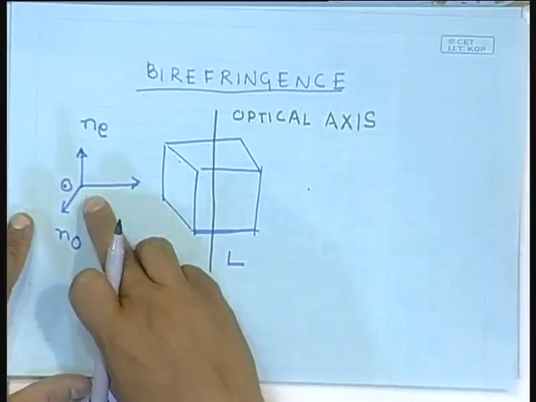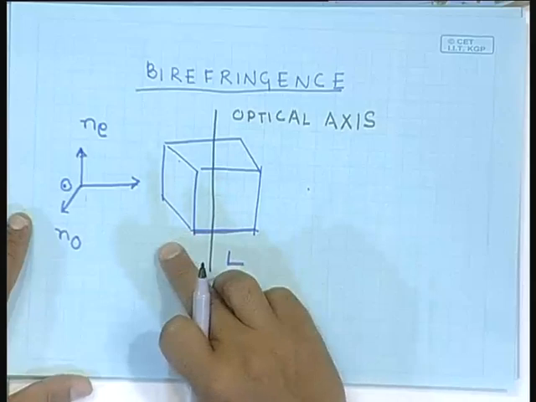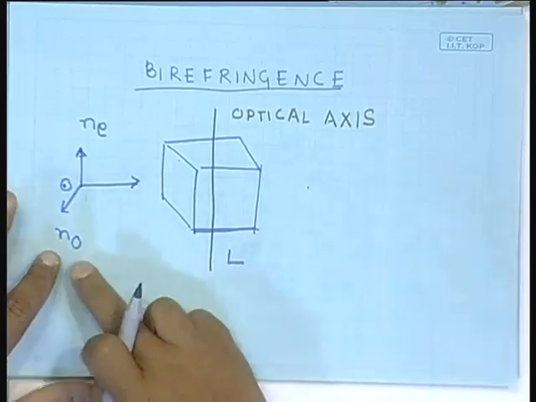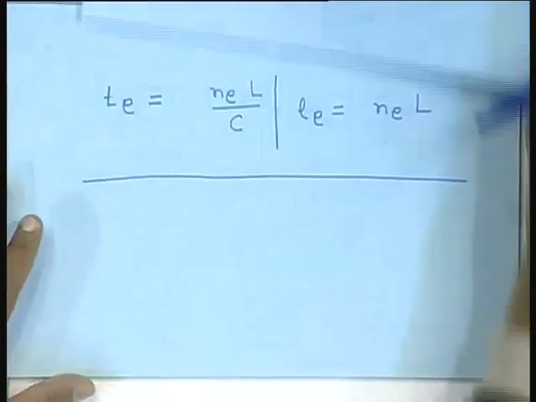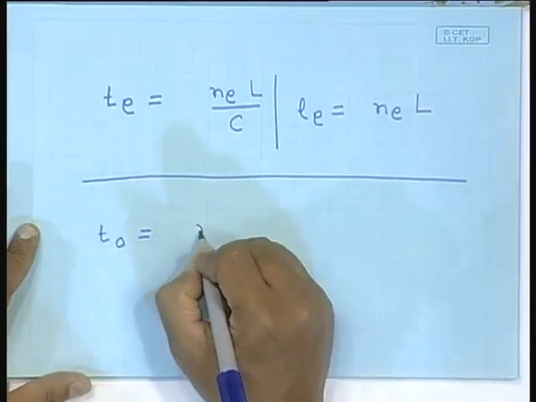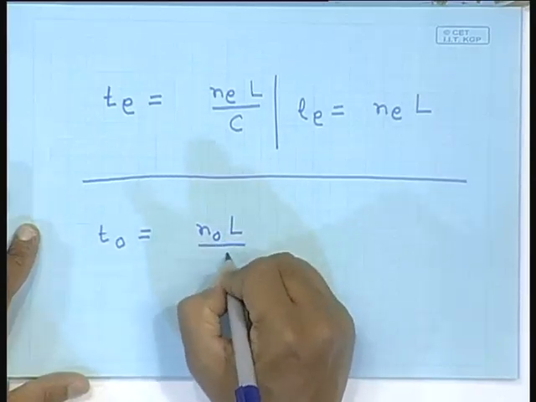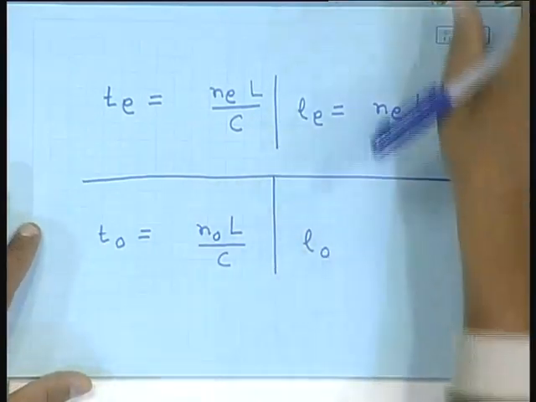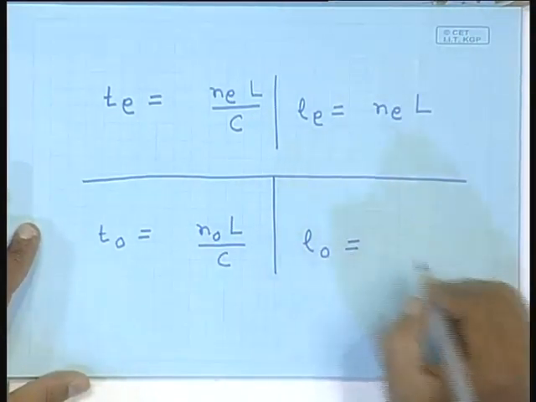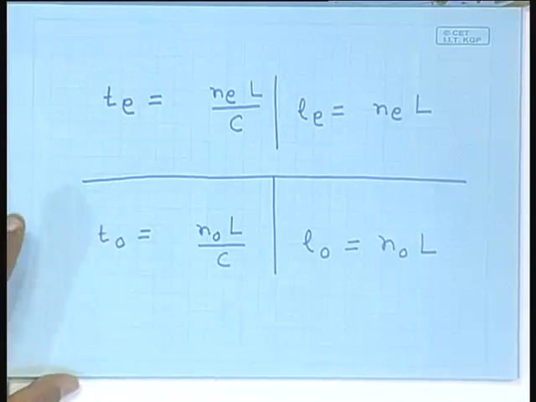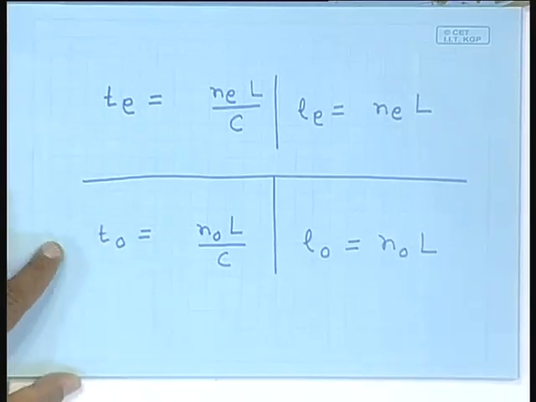Let us ask the same question for the situation where the electric field is perpendicular to the optical axis. So, when the electric field is perpendicular to the optical axis, the refractive index is No, and the time which the wave will take to cross the crystal is To, which is No into L by c, or the optical path of the crystal for this particular wave is going to be Lo, which is the ordinary refractive index into the length of the crystal.